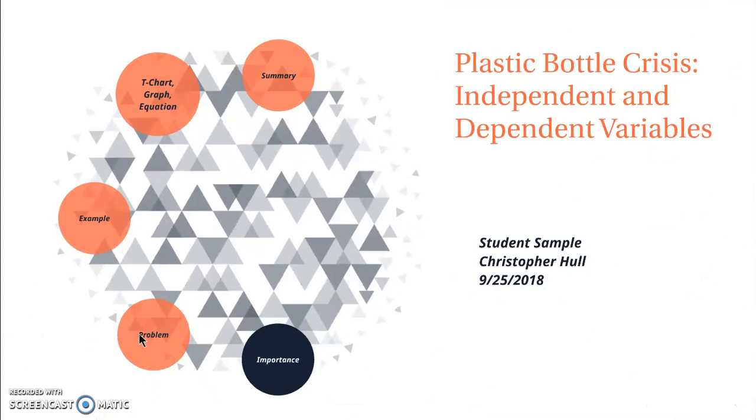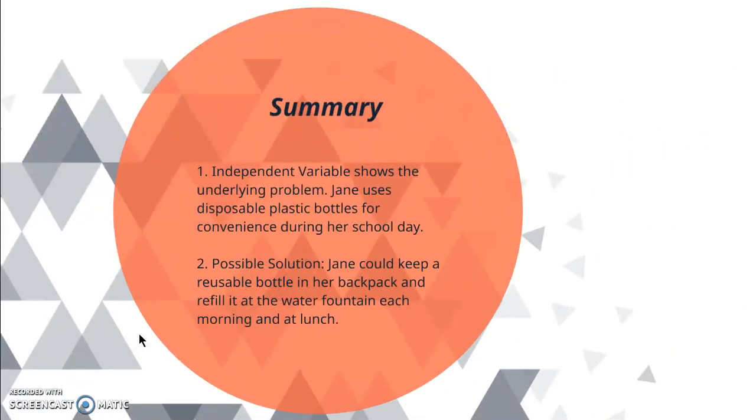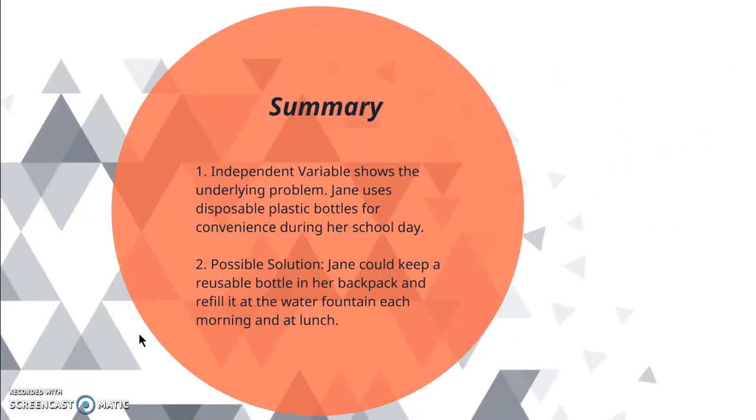Now, to sum up the presentation, we want to discuss the underlying problem discovered by math in this presentation, which is basically the independent variable. Jane consumes a lot of water on school days. She uses the disposable bottles for convenience, and so a possible solution would be using a reusable bottle during her school days, so she won't have to dispose of so many.